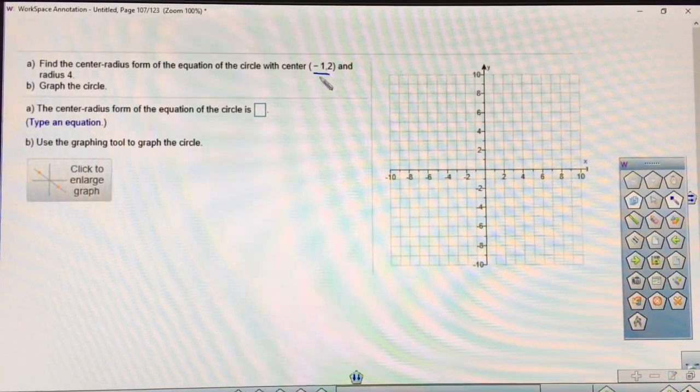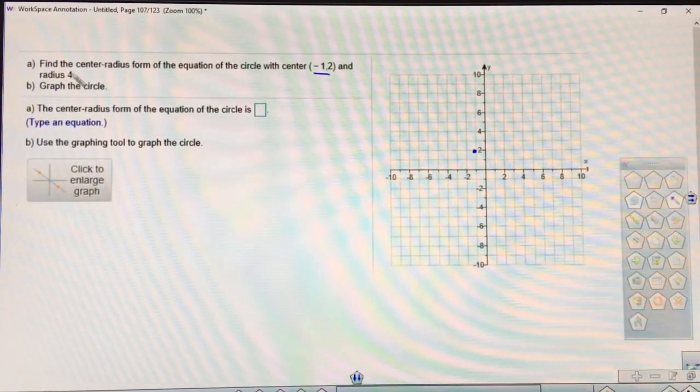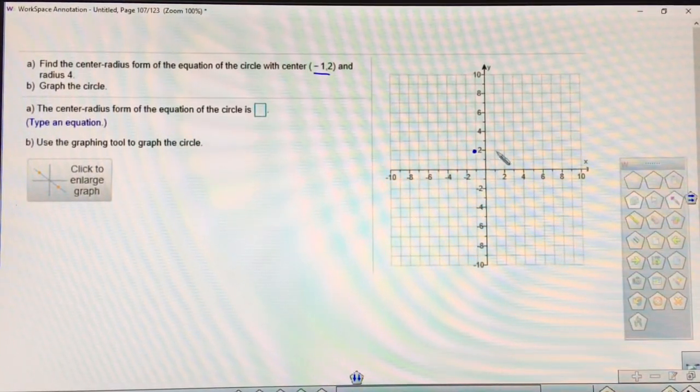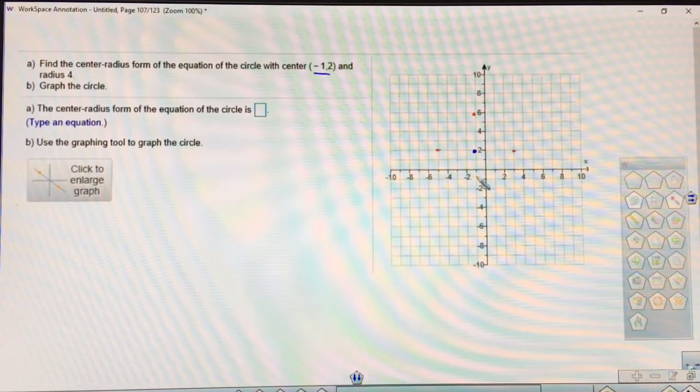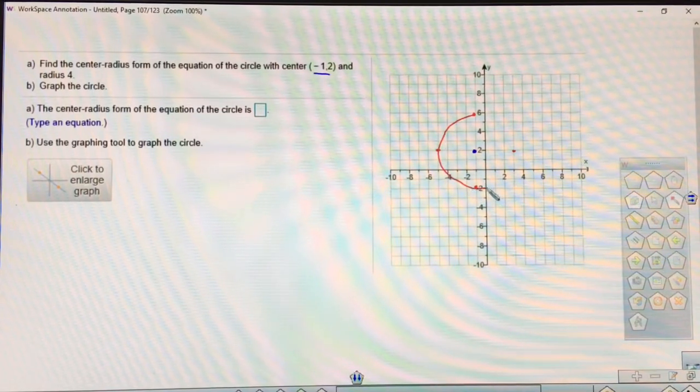This one, it gives me a center and a radius. So the center is negative 1, positive 2. And the radius is 4. So from that center, I'm going to go right 4. 1, 2, 3, 4. I'm going to go up 1, 2, 3, 4. I'm going to go left 1, 2, 3, 4. Down 1, 2, 3, 4. And then I'm just going to connect the dots and make the drawing. Now, on the computer, the program does the drawing for you. I don't have that luxury in this scenario.